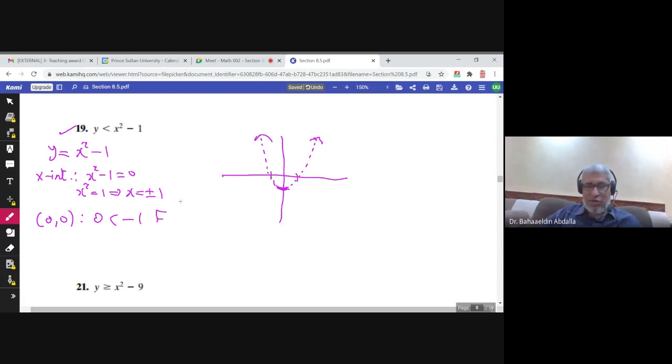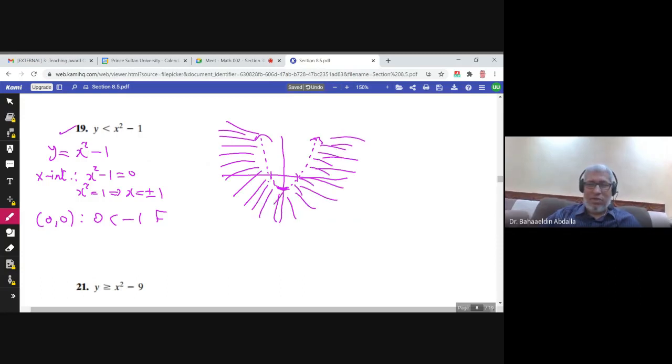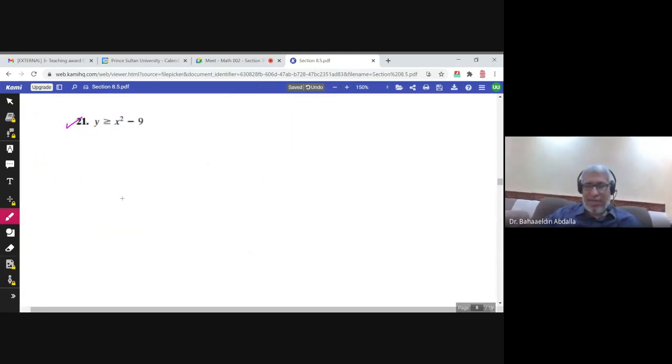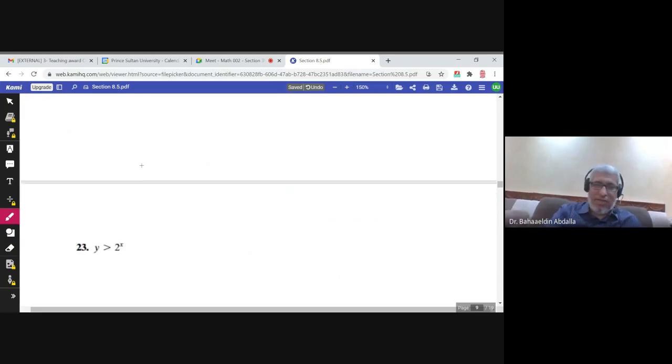No, that's false. So where is the graph? The graph is outside the parabola, and the parabola itself is not included. It's a dashed line. So this is the graph of this inequality. Please do this one. Similarly, it's a parabola taken 9 units down.